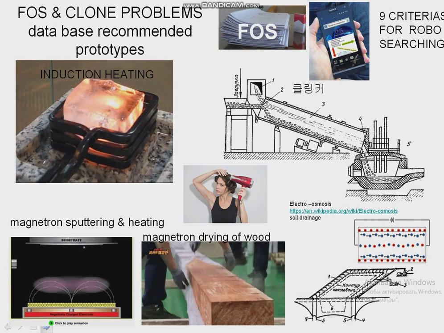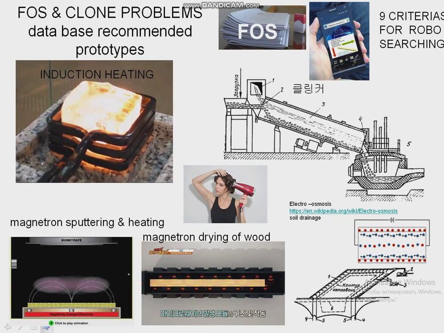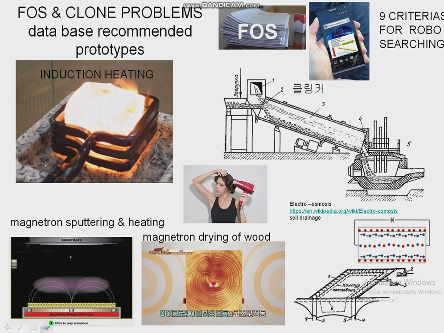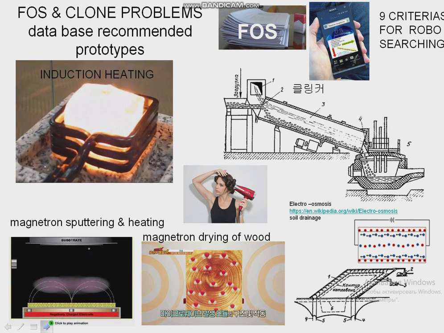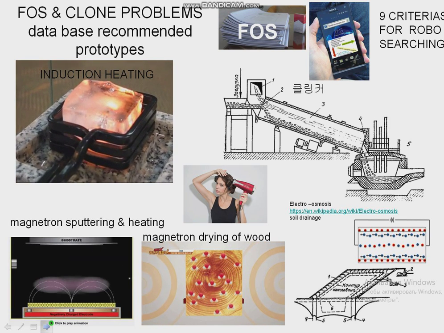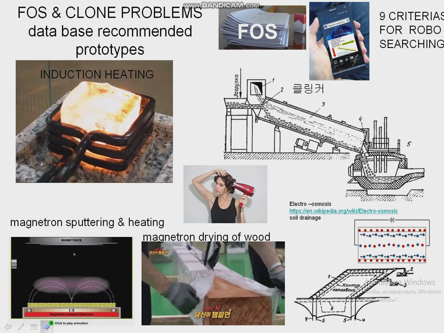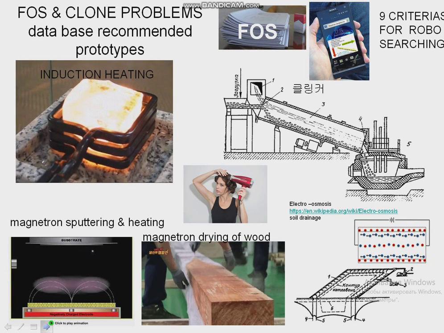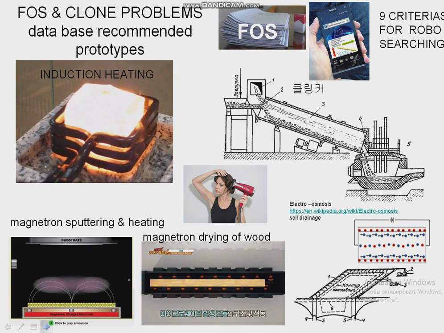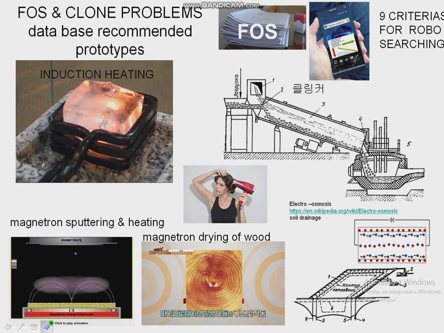But let me show our system for searching several solutions in our report. We constantly apply function-oriented search, and our function-oriented search has 9 criteria for robot searching, and it dramatically accelerates the execution of our projects. You can see several alternative systems that can be candidates to be useful prototypes during the creation of the new machine.